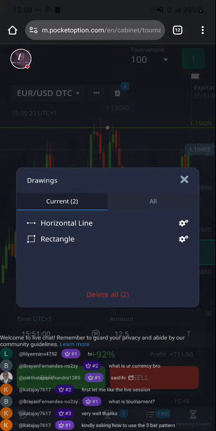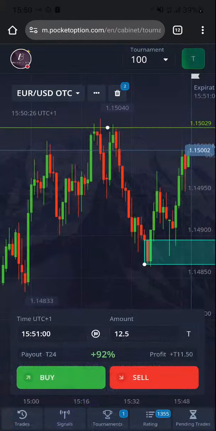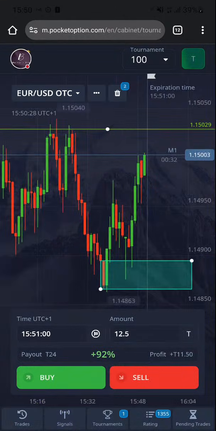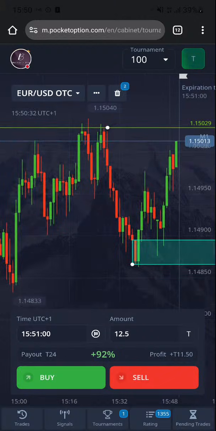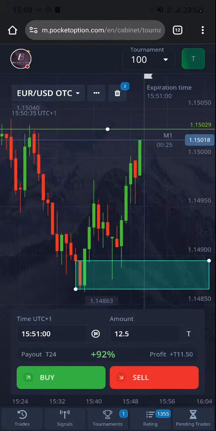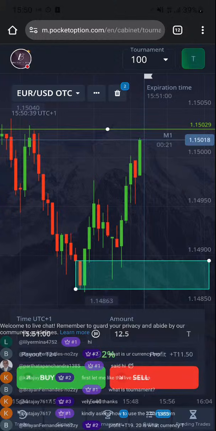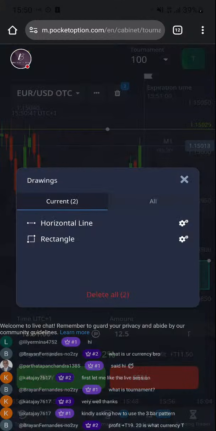Kindly asking how to use the 3 bar pattern. Oh, okay, the 3 bar up pattern. Now, there are certain different patterns in the market, and sometimes it's a single candlestick pattern. You understand, and sometimes a double candlestick pattern, like engulfs and the rest.